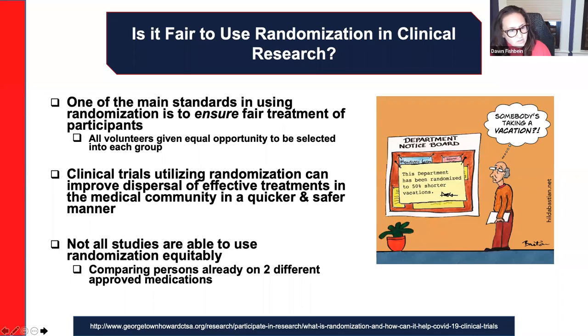Some studies can't really even use randomization equitably. Like if there are two drugs that are already approved and on the market, and people can't come off the medications and you're comparing them, then you're not going to randomize. So randomization is not always used in every study. For instance, let's say we want to look at COVID vaccinations and compare the different vaccines to each other. You can't randomize because people have already had that, but you can compare them. There are so many different ways of randomizing, and I'm not going to go into the different ways at all.